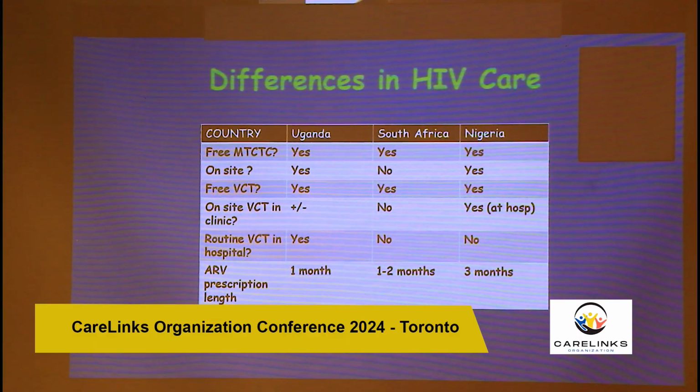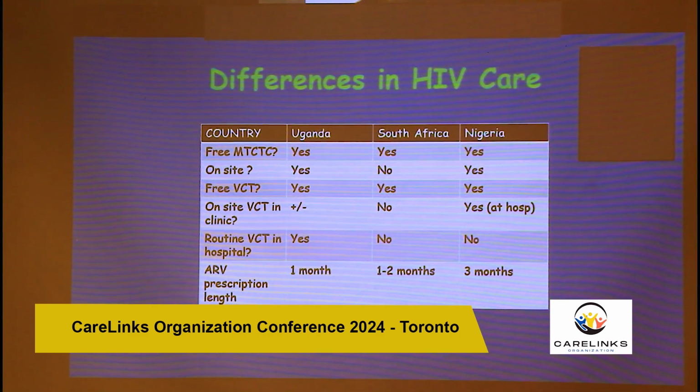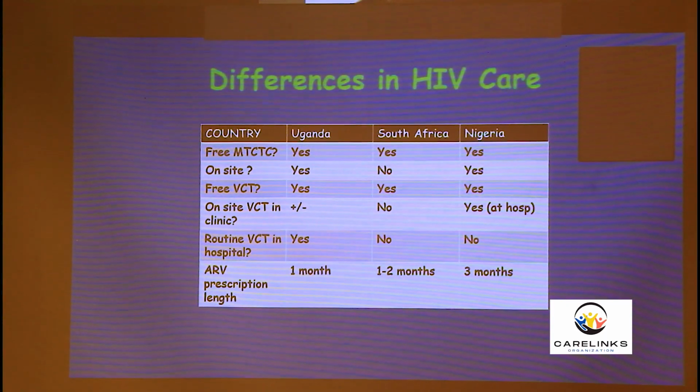It wasn't done automatically. I mentioned the ARV prescription length. Generally, because drugs go missing, they want to make sure the patients are compliant with treatment. The prescription lengths are fairly short.